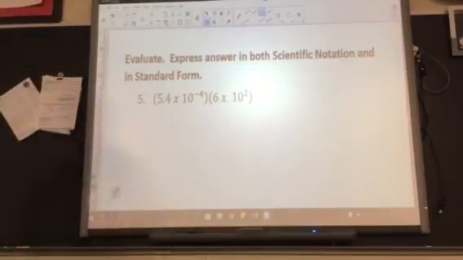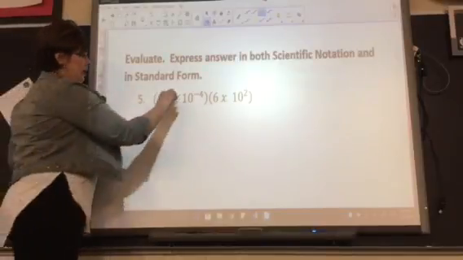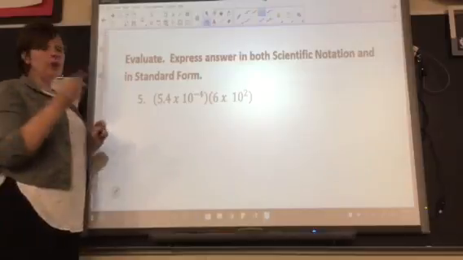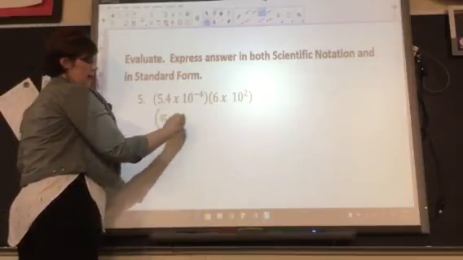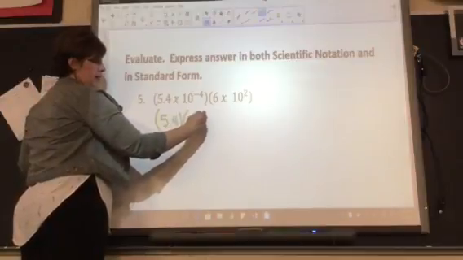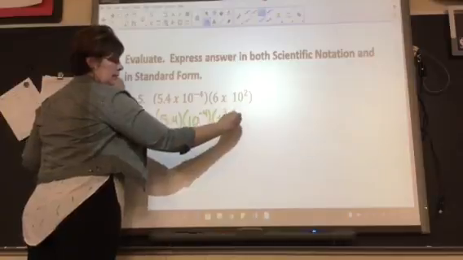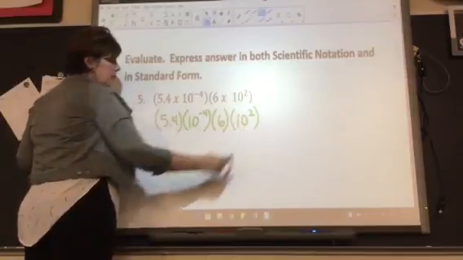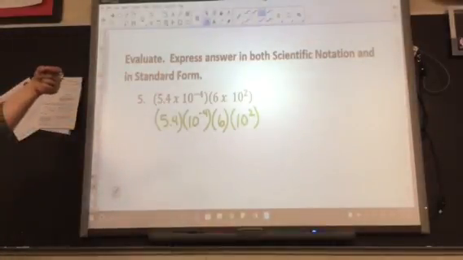I was gonna ask a question, but if you plug that equation into your calculator, can you do it without having to do it manually? Well, this isn't an equation. This is not a variable. This is actually an x. But you can plug this into your calculator: 5.4 times 10 to the negative 4 power times 6 times 10 squared. Absolutely. The answer that it's going to give you is probably going to be in standard form.